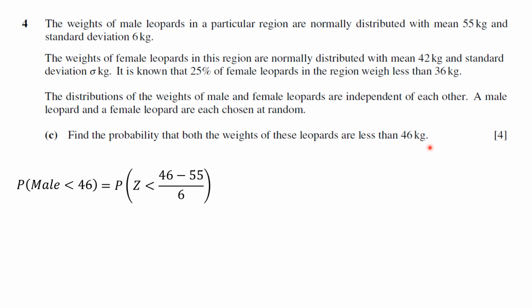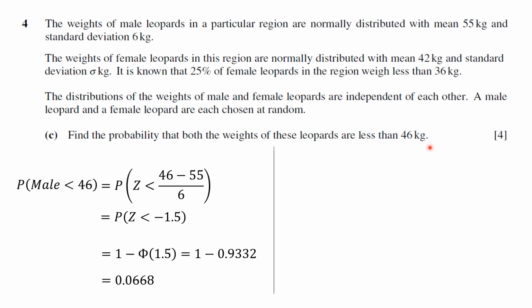That will be equal to the probability of z is less than 46 minus 55 divided by 6, and that will be equivalent to the probability of z is less than negative 1.5. So that's the same as 1 minus phi 1.5, which is 1 minus 0.9332, and that will simplify into 0.0668.